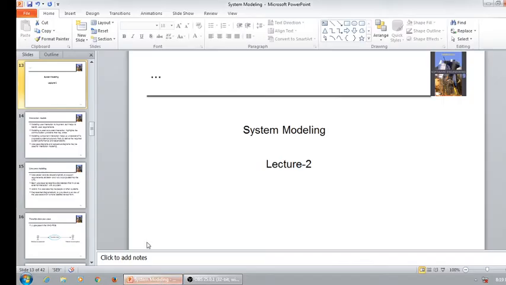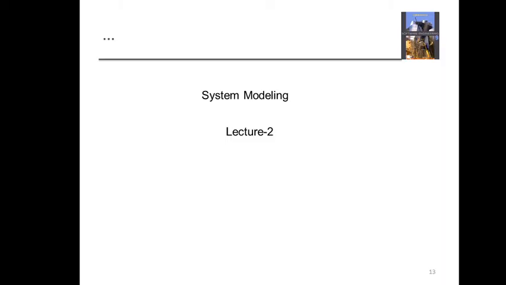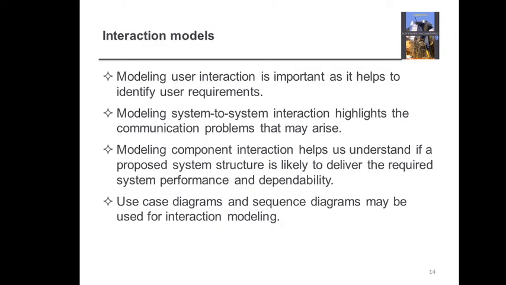Good morning all. So we'll be continuing with the system modeling. We have done the external perspective, where we discussed two diagrams, that is a context diagram and a process diagram. Now we will be starting with the next perspective, that is the interaction perspective. In the interaction perspective, we will be discussing two diagrams, that is use case and sequence diagrams.